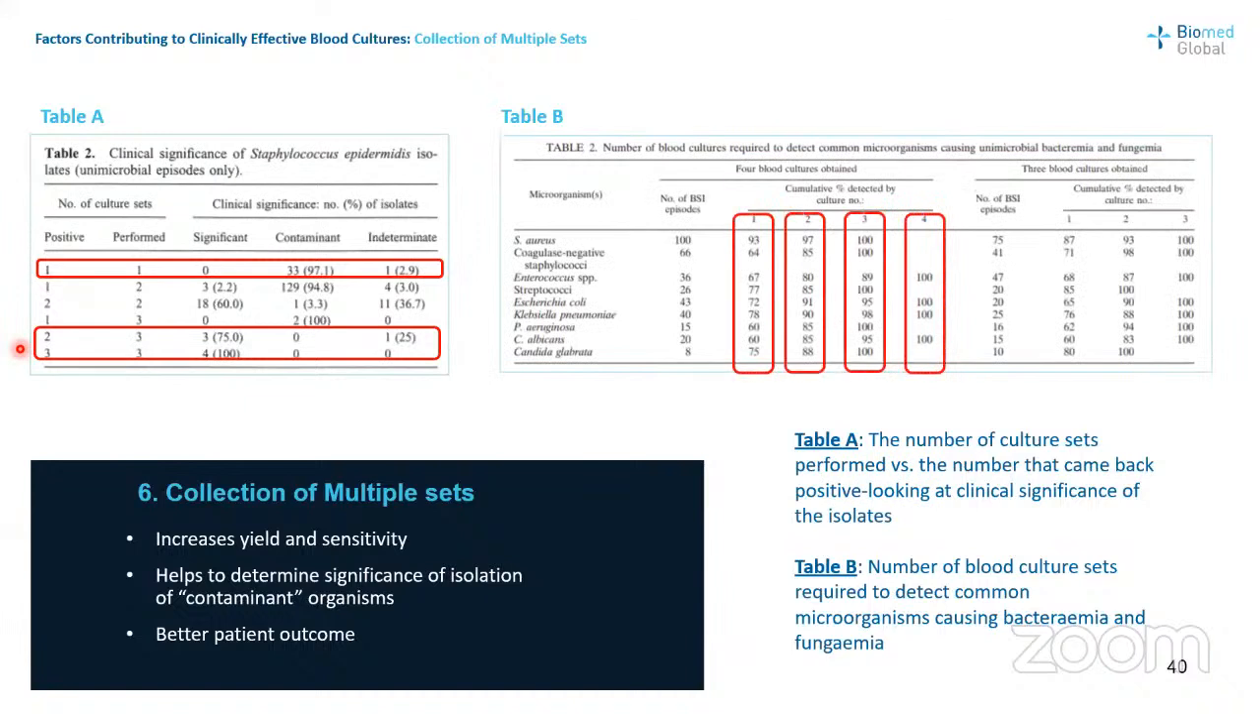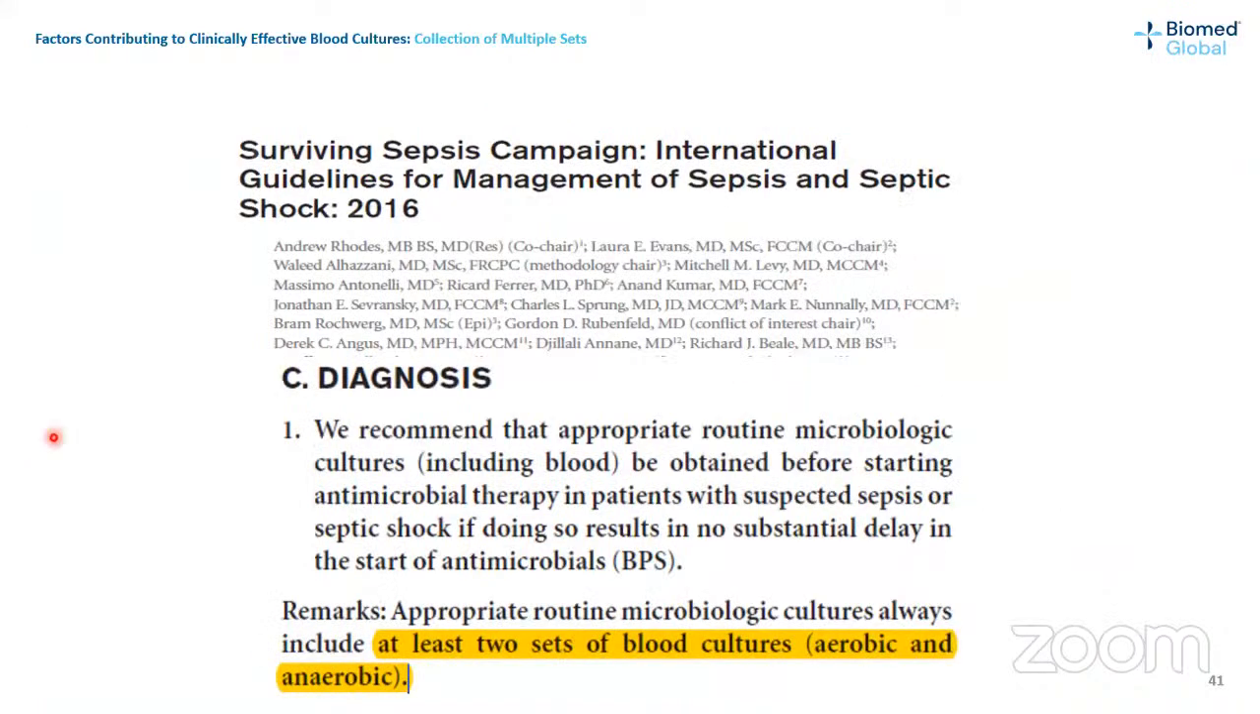Table B looks at the number of blood culture sets required to detect common microorganisms causing bacteremia. With only one set, the numbers were a lot lower as compared to 2 to 3 sets as per the guidelines. This paper, the Surviving Sepsis Campaign of 2016, states that for all appropriate routine cultures, always include at least 2 sets of blood cultures. That's 1 aerobic and 1 anaerobic bottle from the right arm, for example, and the same thing from the left arm. So it's 2 separate blood culture taking procedures.